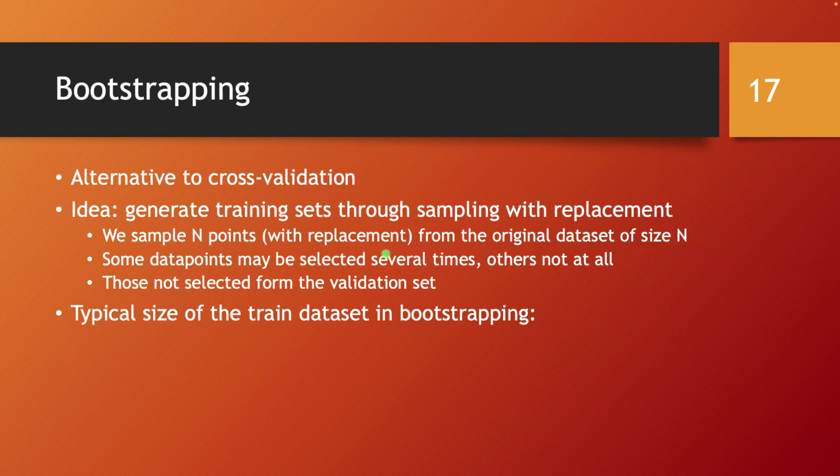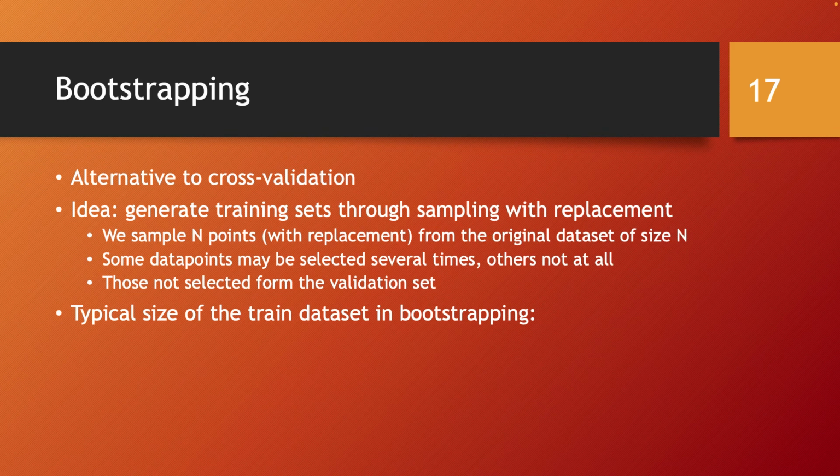And of course, because it's done with replacement, some of these data points may be selected several times and others not at all. Those that are not selected form the validation set, and those that were selected form the training data set. That gives you the train-test split, and again you are going to do this a number of times to gain statistical significance, and you are going to train different learners for each one of these combinations, and check overall what's the estimated error for this model.